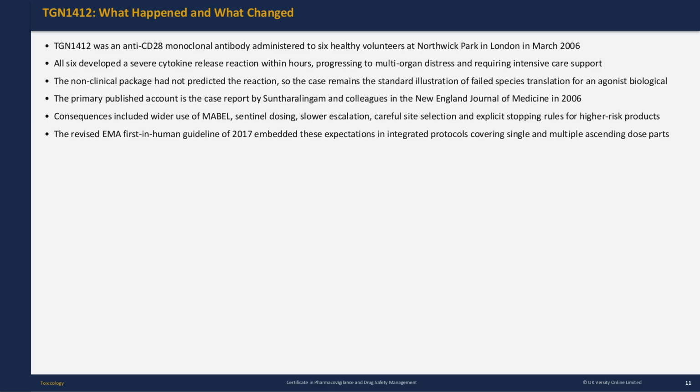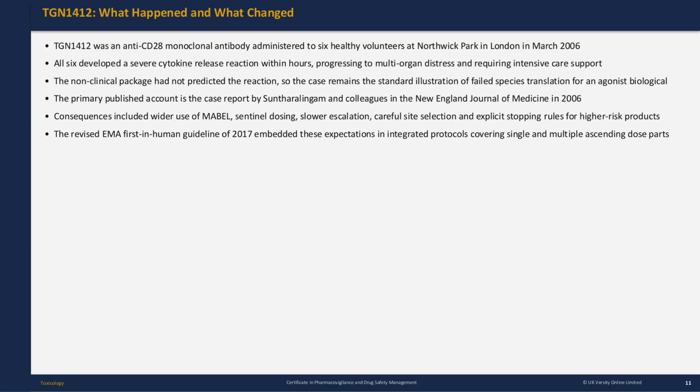TGN1412: what happened and what changed? TGN1412 was an anti-CD28 monoclonal antibody administered to 6 healthy volunteers at Northwick Park in London in March 2006. All 6 developed a severe cytokine release reaction within hours, progressing to multi-organ distress and requiring intensive care support. The non-clinical package had not predicted the reaction, so the case remains the standard illustration of failed species translation for an agonist biological. The primary published account is the case report by Suntharalingam and colleagues in the New England Journal of Medicine in 2006.